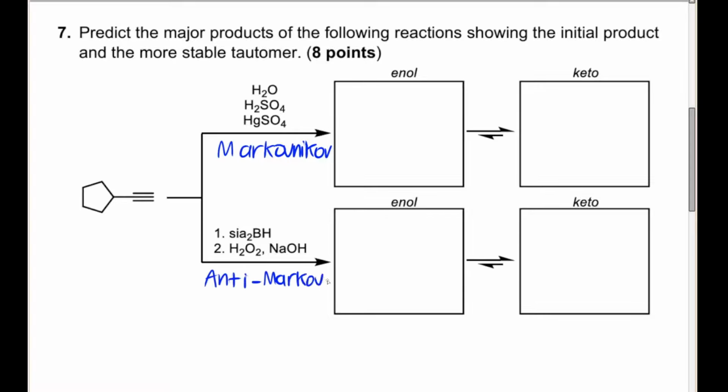So for the first reaction, we're going to get something where the alcohol group is added to the more substituted side of the alkyne, which is going to be here. And then this is the less substituted side. Because remember that this side has 2 carbons bonded directly next to it, whereas this side only has 1, and then the other atom that's bonded is a hydrogen.